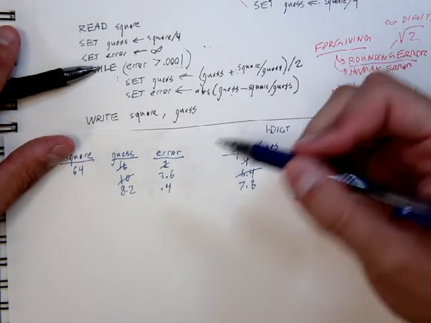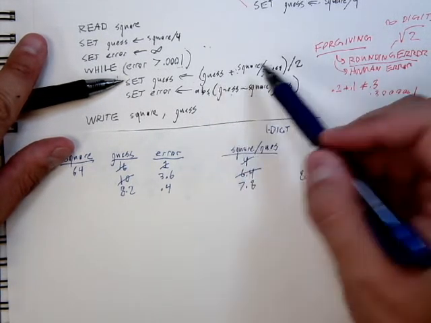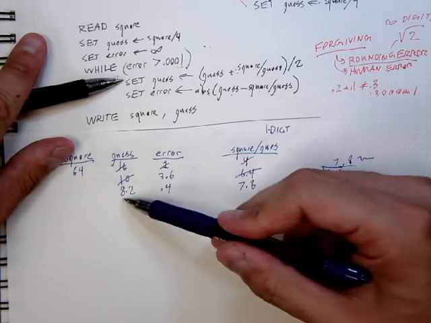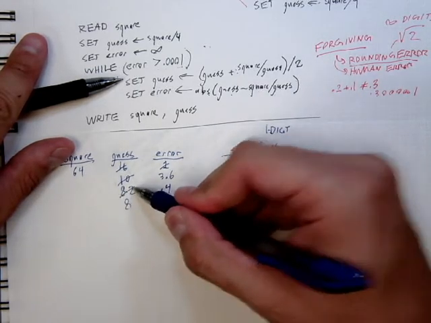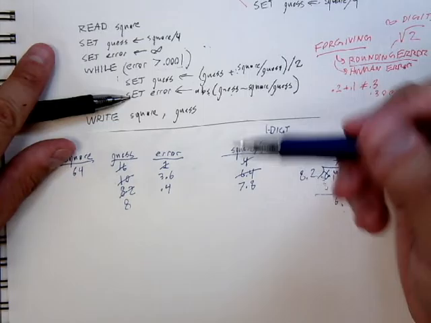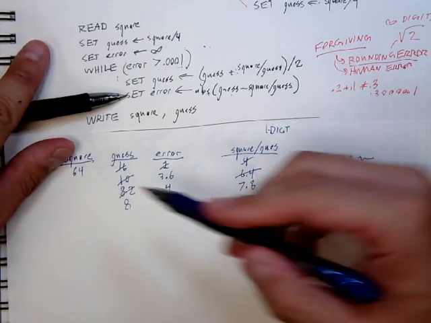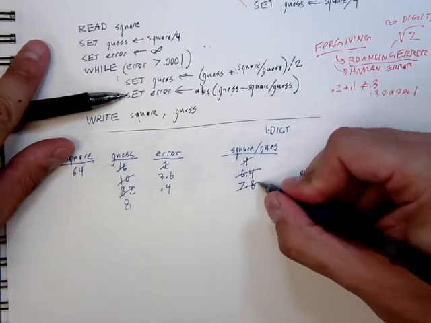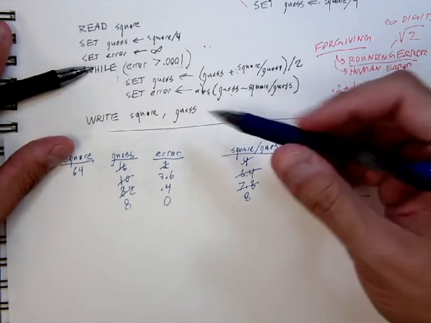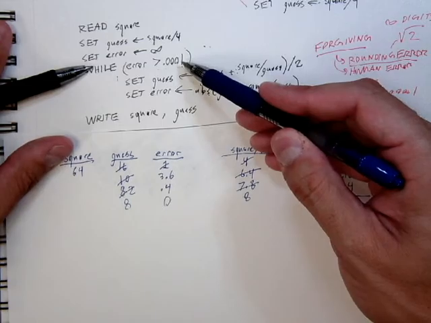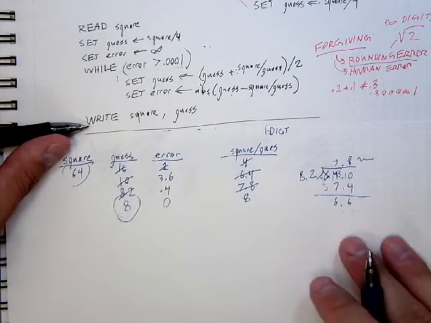Then I come back up here. That's bigger than the tolerance. So I'm going to set my guess to be my guess plus square over guess. 8.2 plus 7.8 is 16, divided by 2, which is 8. And my error is the absolute value of 8 minus square over guess. So 64 divided by 8 is 8. So 8 minus 8 is 0. 0 is not greater than my tolerance, so I'm going to come down here and I'm going to write out square and guess. So it worked.